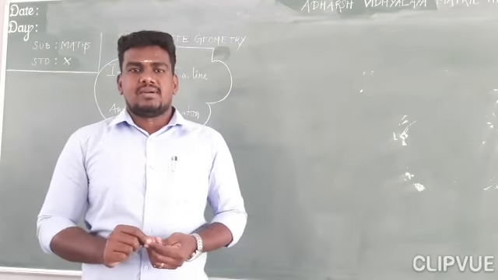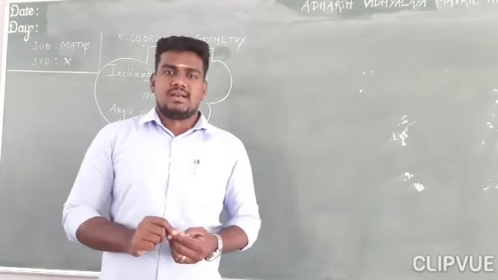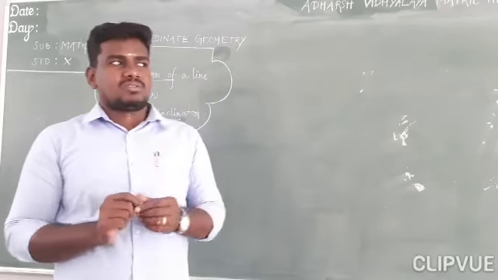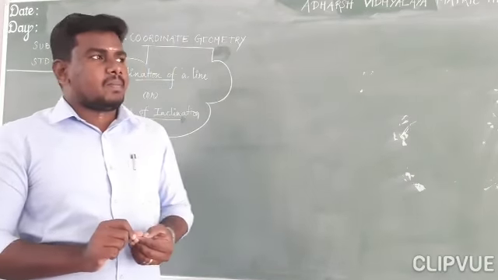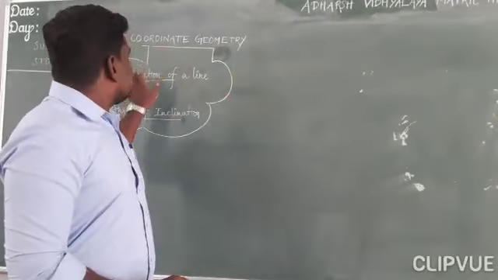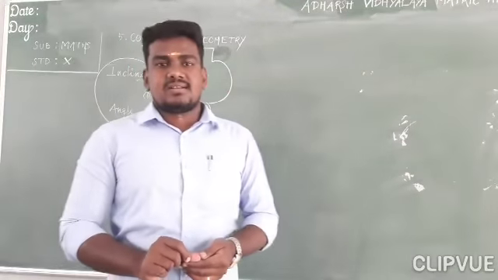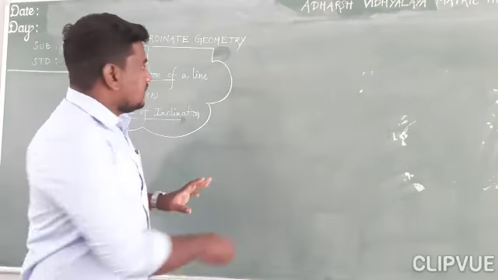In earlier classes we have learned how to find the area of the triangle and the area of a quadrilateral, and we have solved some problems related to that, finding unknown values. In this section we are going to discuss the inclination of a line, or angle of inclination. What is it?